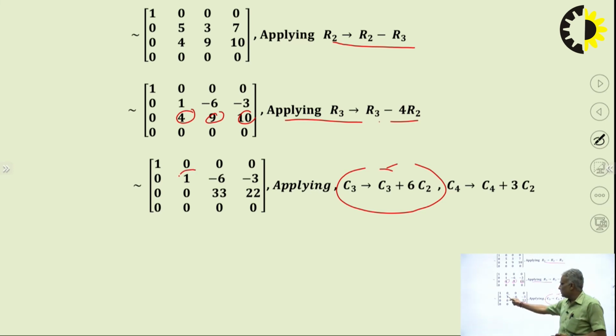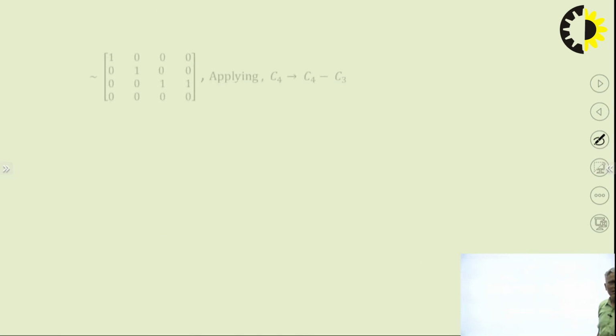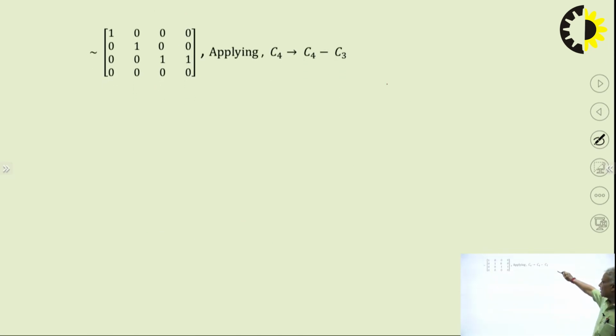So with the help of this element of the second column, we reduce it into 0, and what will be the result here? The result will be there. And the third column is divided by 33, and this is divided by 22. So what will be the result here? We see that the result will be this. Now our aim is to reduce into this with the help of this element.